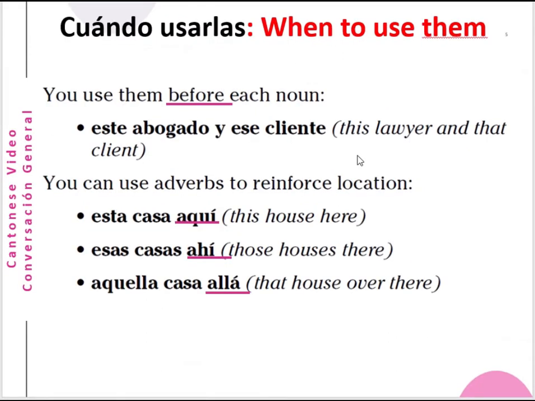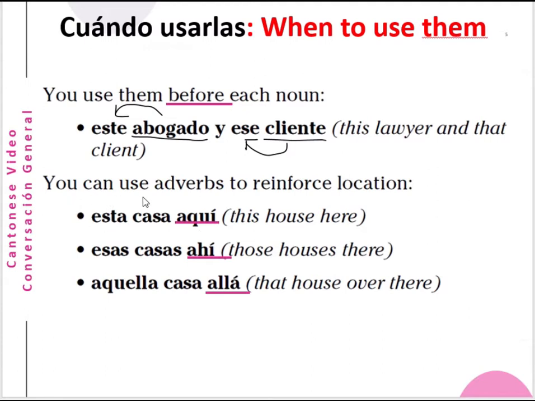So when to use demonstrative adjectives, cuándo usarlas. You use them before each noun. Este abogado y ese cliente. Cliente is a noun, abogado is also a noun. Abogado is masculine, so we use este. And cliente is also a masculine noun, for that we use ese. So the sentence, this lawyer and that client, este abogado y ese cliente.